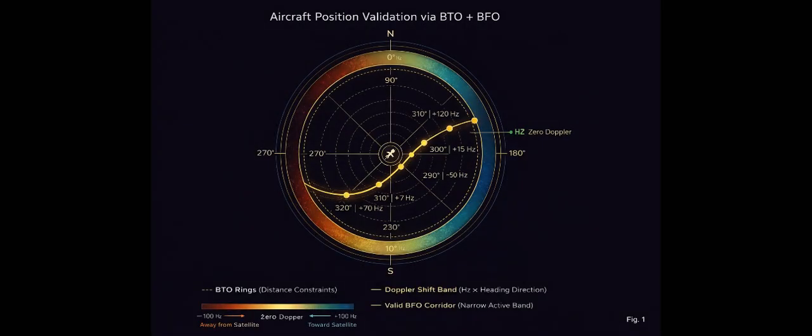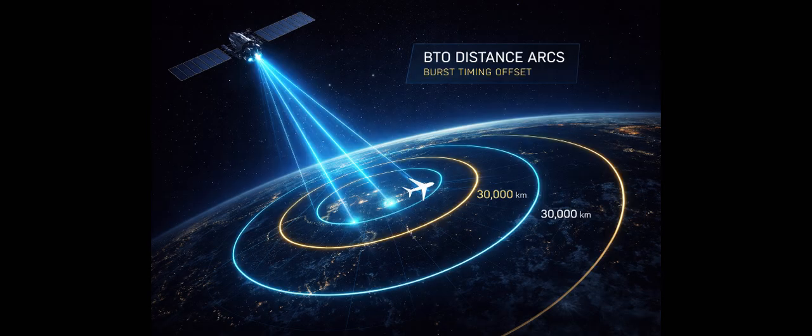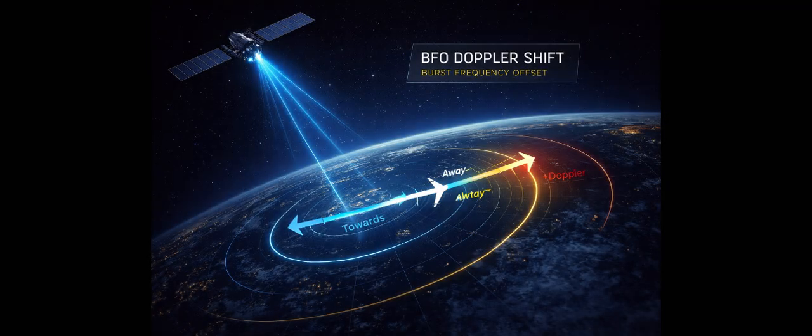It's the validation system behind the flight path. This image shows how an aircraft's position is constrained and verified using two independent satellite signals. BTO, burst timing offset, gives us distance. BFO, burst frequency offset, gives us direction and motion.